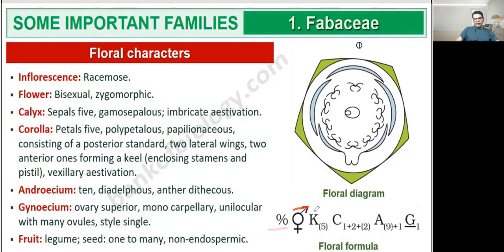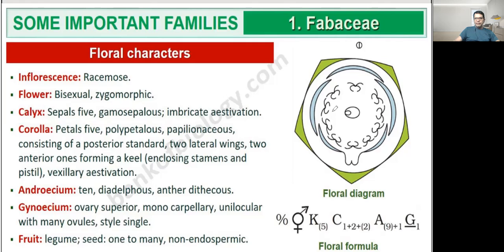Zygomorphic, bisexual, calyx 5 sepals, gamosepalous, corolla 5. There is one standard, 2 wings, and 2 keel. Androecium is diadelphous: 9 fused and one single. So ovary is superior, monocarpellary. And here this is the diagram. This is Clitoria.